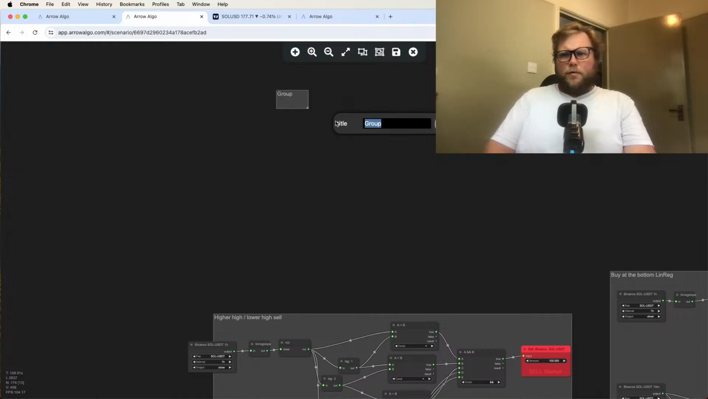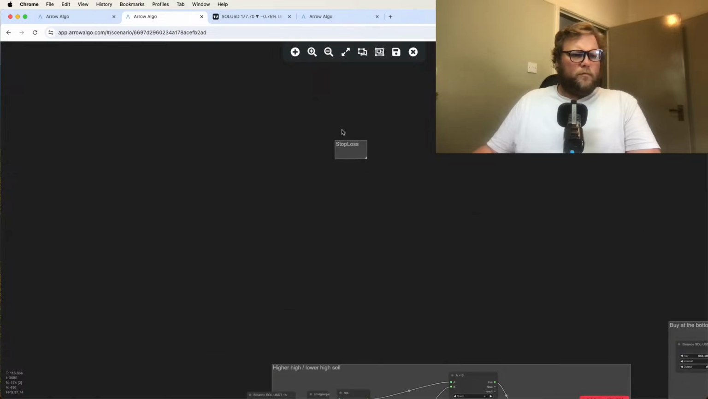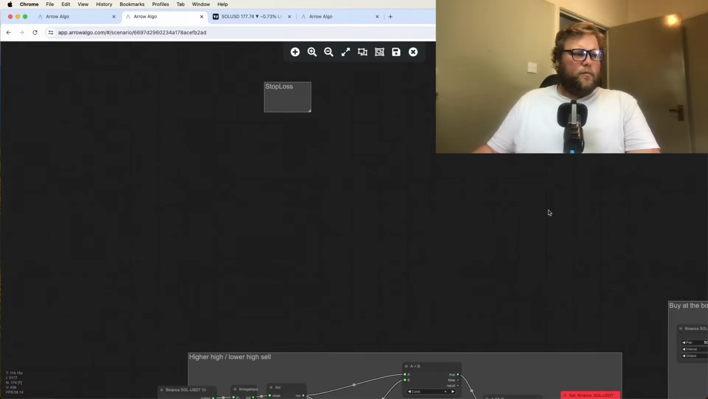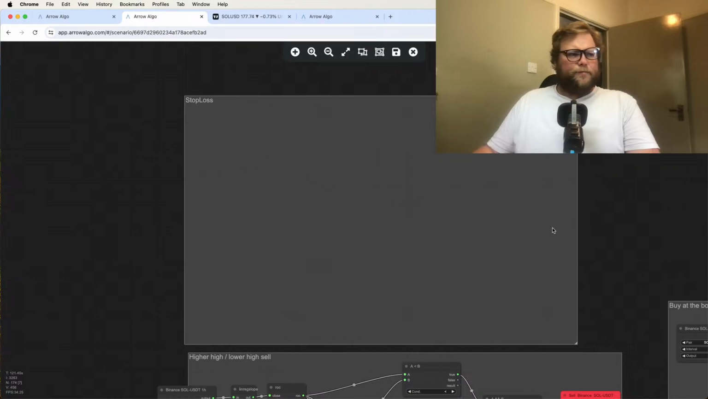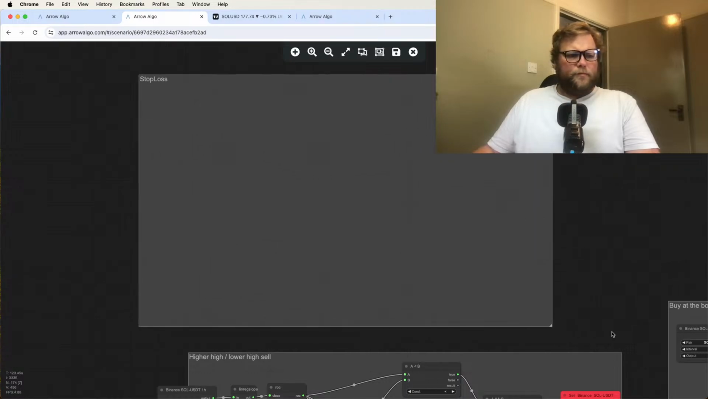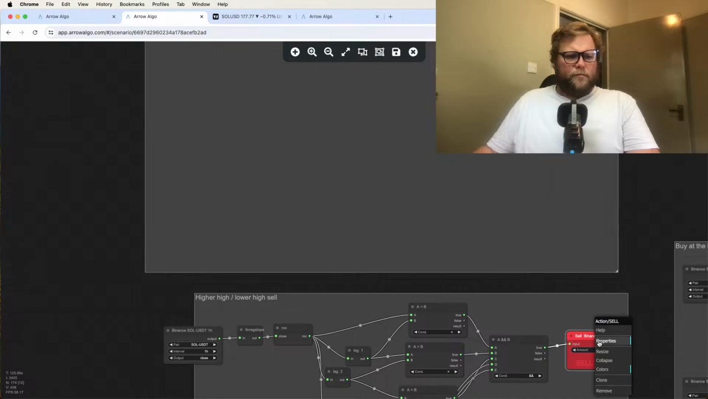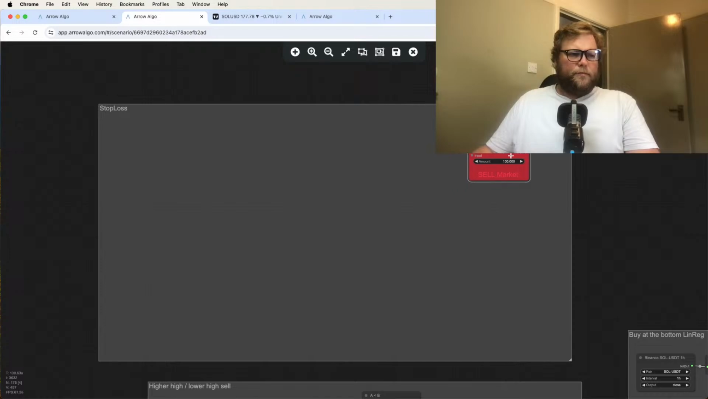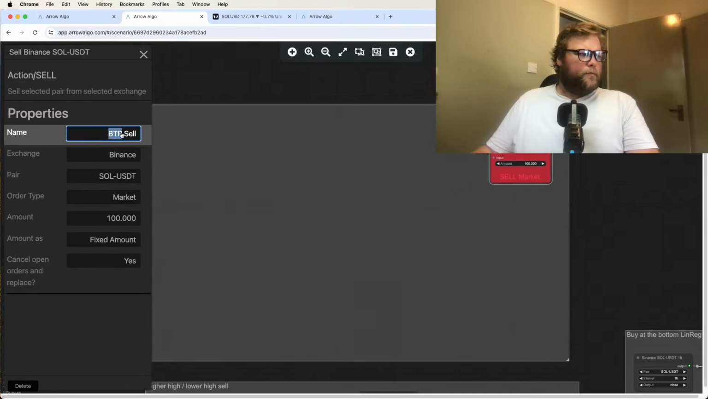So let's make a new group. And let's add a few rules in here. So obviously we want to sell at market. There's no point putting a limit order on a stop loss. If you're stopping loss, then you want to stop quickly.